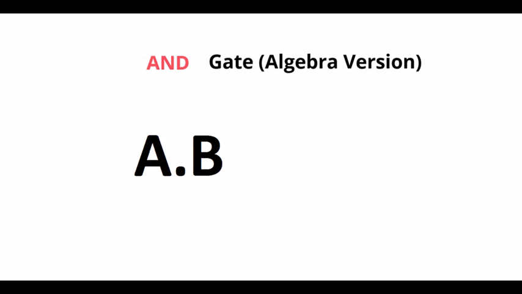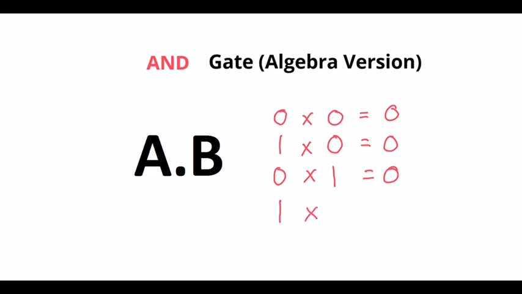The AND gate in Boolean Algebra is represented by one input with a dot followed by the second input. So A dot B. You can think of the dot as a multiplication. So 0 times 0 equals an output of 0. 1 times 0 gives an output of 0. An input of 0 and 1 would give an output of 0. And an input of 1 and the other input of 1 would give an output of 1.